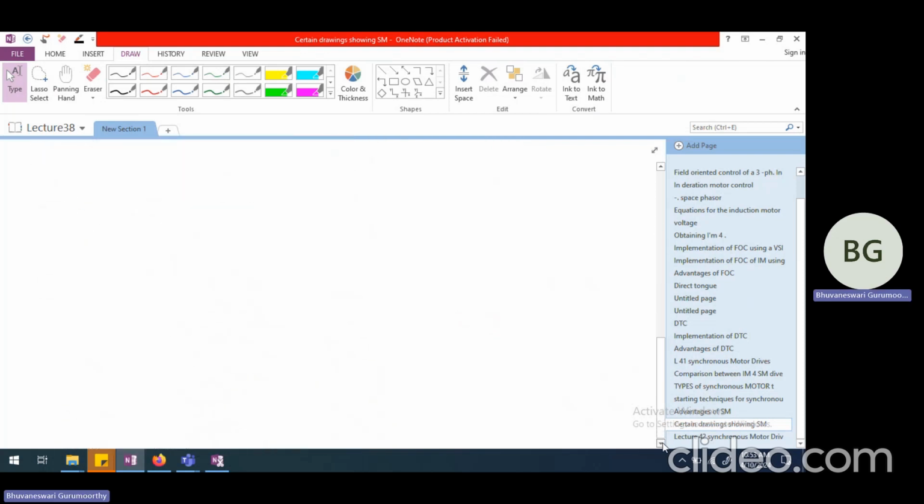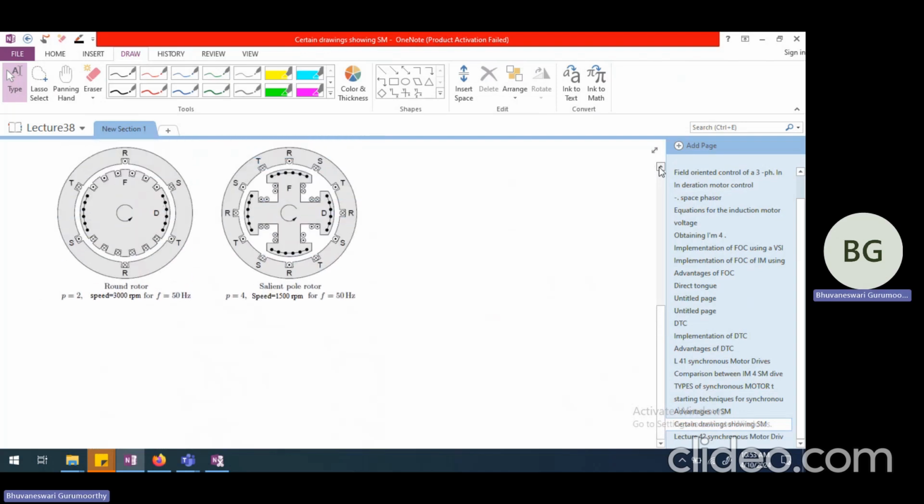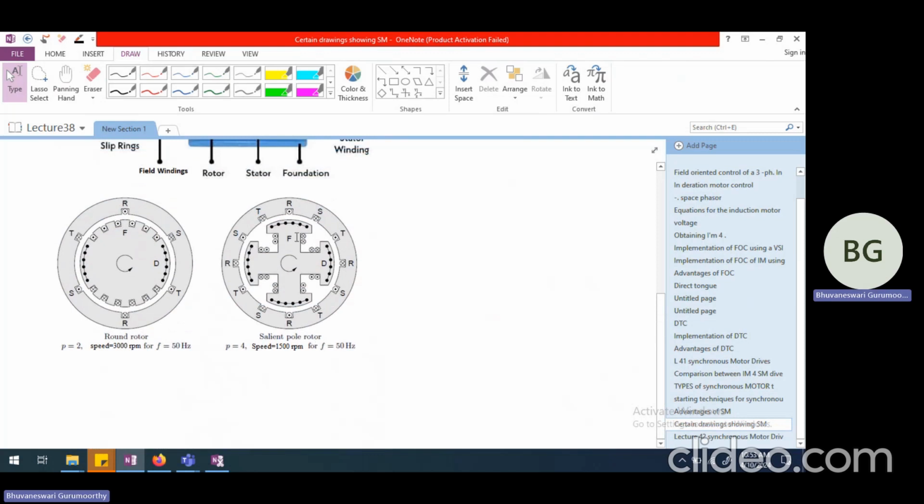And this is the kind of cross section structure you have for a cylindrical rotor and a salient pole rotor. In the cylindrical pole cross section, you can very well see that these are the field windings which are carrying dot current, and these are the field windings carrying the return current. And what we see as D is the damper winding, and F is the field winding. As far as the stator winding is concerned, what is shown is only one pair of conductors for each of the phases. So this is one phase R and R dash, and S corresponds to the second phase, and T corresponds to the third phase.